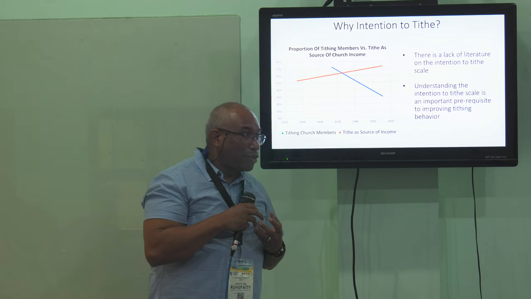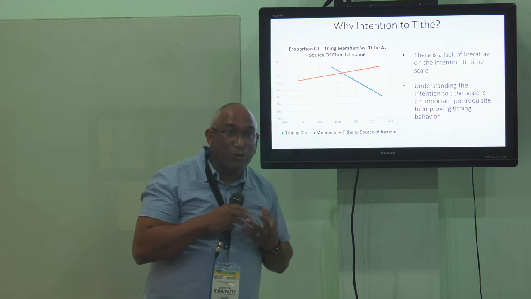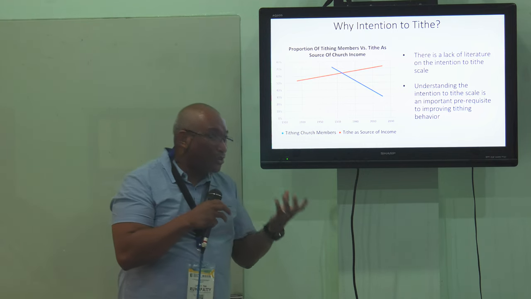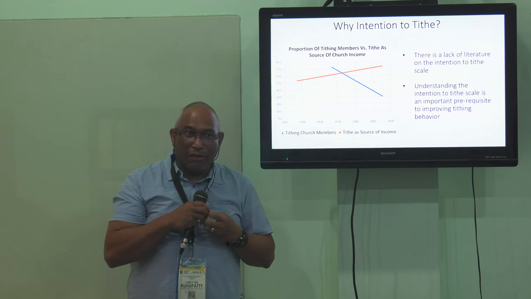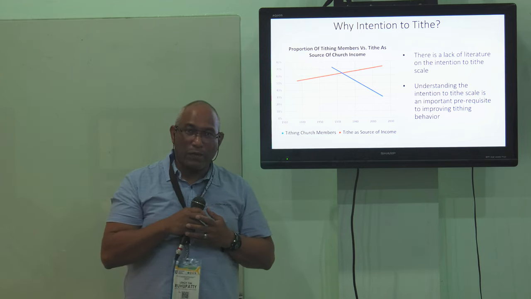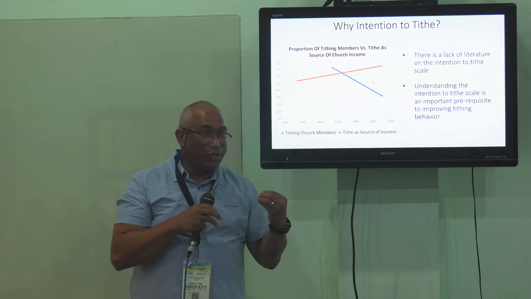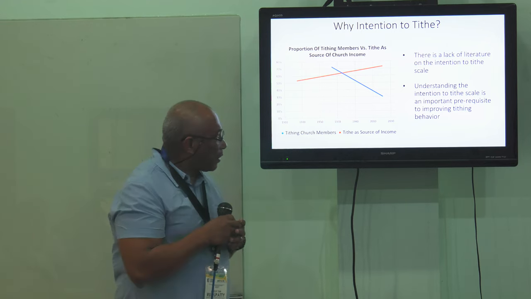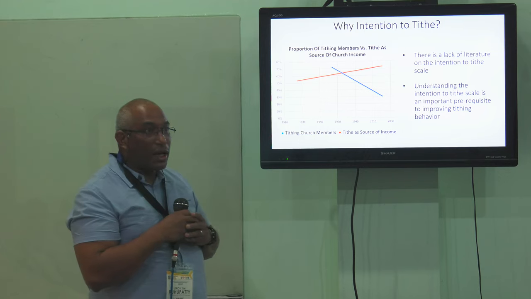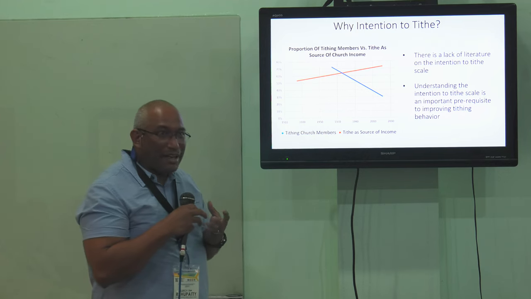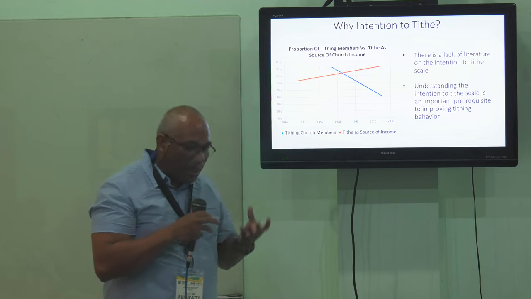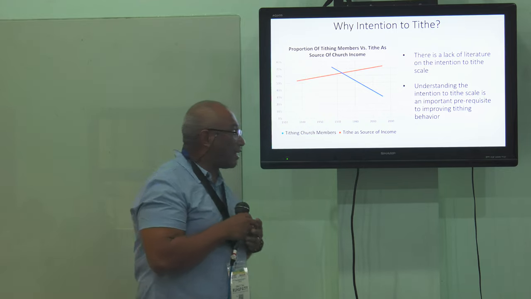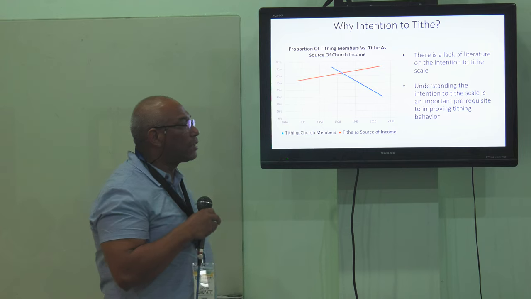We need to do that because we are becoming more and more reliant on tithe. But how can we do that if we do not understand the dimensions of intention to tithe? We've actually finished another study where we look at the factors that influence tithing intention and eventually tithing behavior. But that's for another session. For now, we would like to know first what the dimensions of intention to tithe are. Once we understand that, we can use it in a broader study of how to improve tithing.